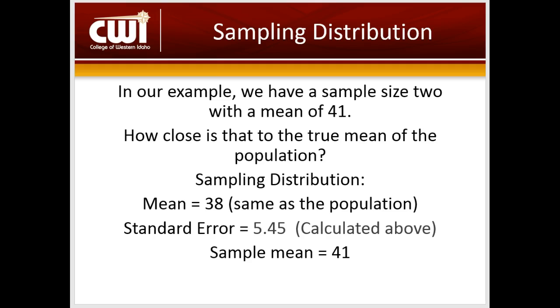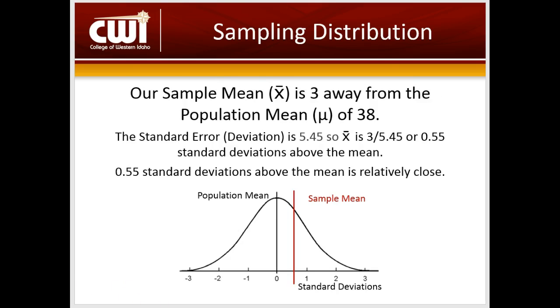How close is that? Our sampling distribution has a mean of 38 just like the population and a standard error of 5.45. How many standard deviations away from the true mean is our sample mean? Assuming the sampling distribution is normally distributed, we can calculate the z-score of the sample mean to be 0.55. That's pretty close to the true mean. And we can calculate the probability of getting a sample with a mean that far from the true mean of the population.